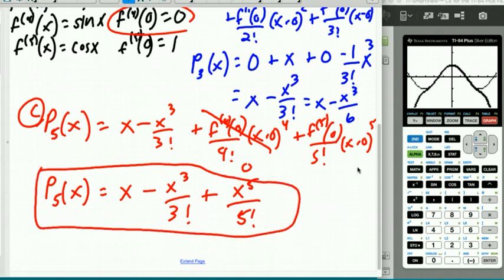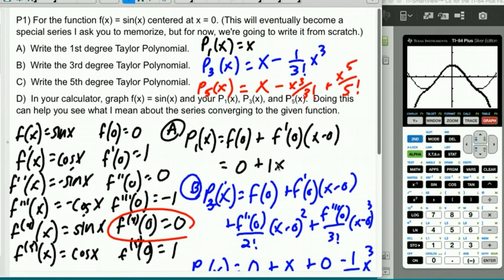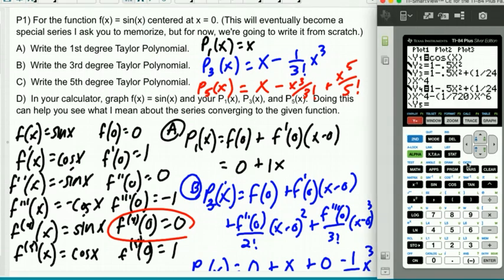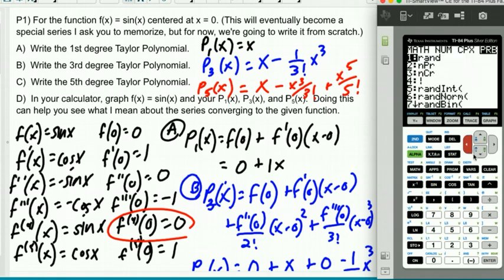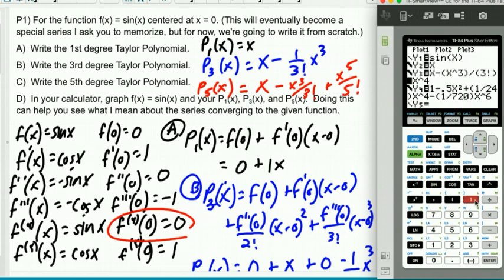And then I asked you to do the same thing, right? I said, hey, since you're here, graph all 3 and see what happens. So let's go ahead and change this to a sine. We're going to change this to just an x. We're going to change this to an x minus x to the 3rd divided by, oh, and if you want, you can do 3 factorial. You can do 3, go to math, over to probability, and 4. You can actually make it do 3 factorial for you. Or you could make it a 6. I don't really care.